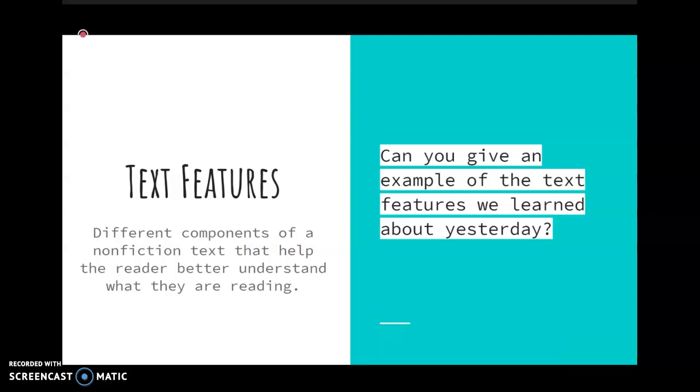Great. So Antonio said bolding. So bold print words. Good job, Antonio. That was one of them. Does anybody remember the name of one of the other two? Good. So Alasia said headers. Very good. And we had one more. We had bold print word. Very good, Madison. We had pictures or photographs.